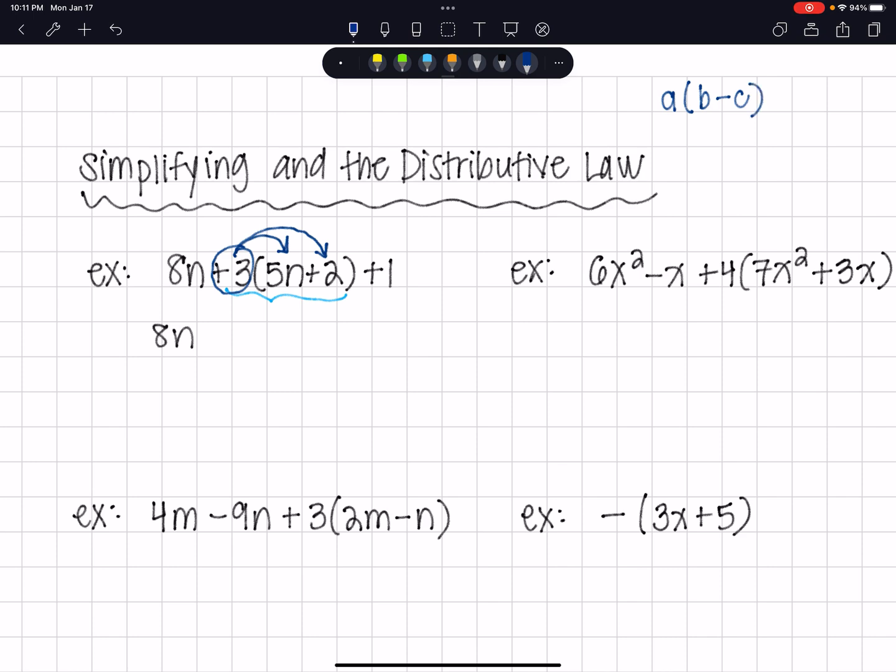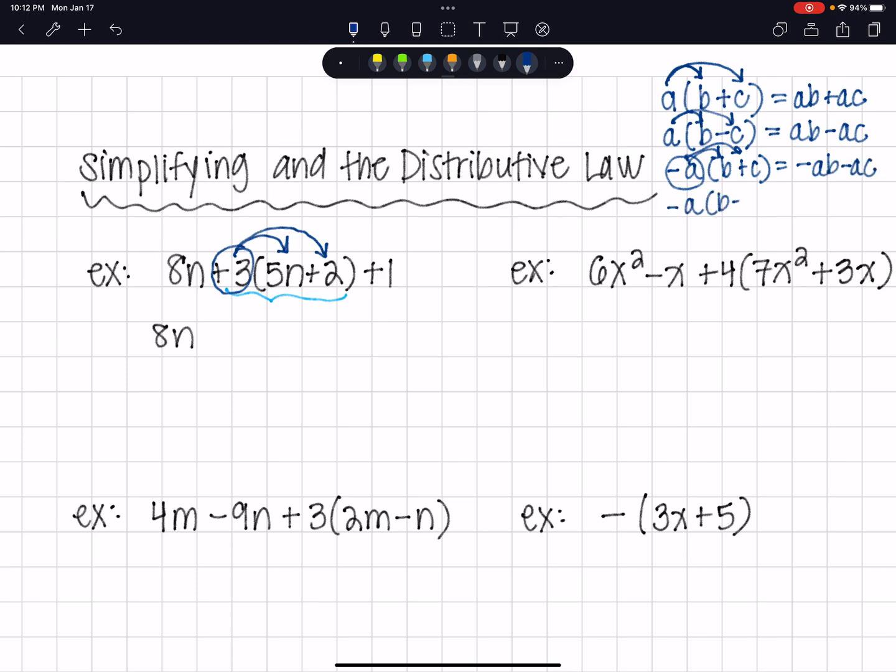a value on the outside of the parentheses, that value gets multiplied to both terms on the inside. So if I have A times the quantity B plus C, that's the same thing as A times B plus A times C. And if I have a value on the outside with a minus inside, I'm going to distribute and get A times B minus A times C. And if I have a negative A on the outside, I'm going to distribute that negative A, and I get negative AB minus AC. And if I have a negative on the outside with a B minus C, I distribute that negative A and get negative AB plus AC.